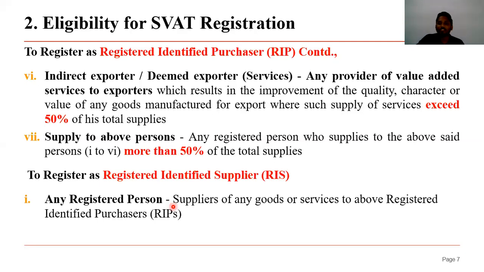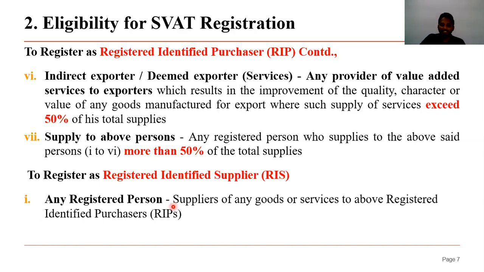If your company is supplying to RIP, then you are eligible to get RIS, because RI is the key person from the SVAT point of view. They will make a refund, then to avoid the refund they have registered as RIP. Anyone who supplies to them, in order to avoid the refund situation, is also eligible to register as a RIS. If you have a single supply, a single purchaser as RIP, then you can register as a RIS, no matter.